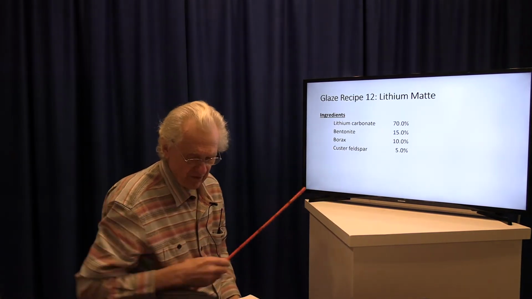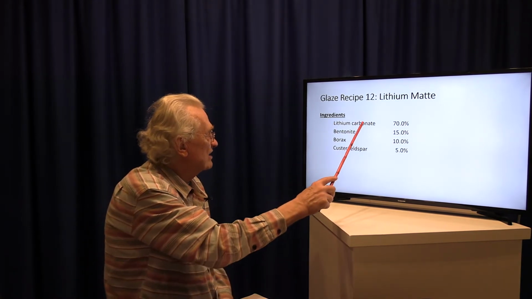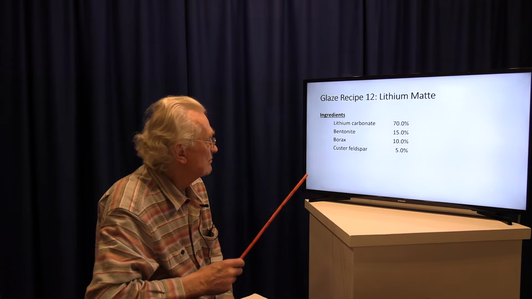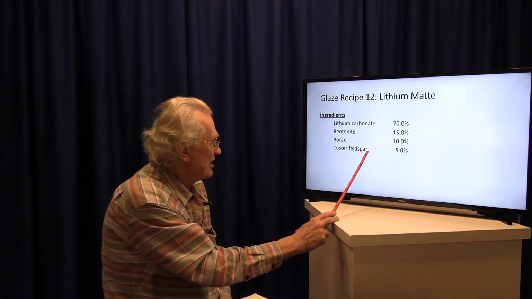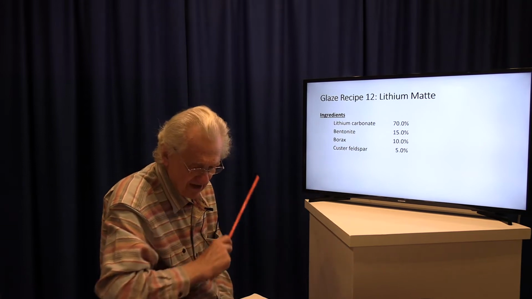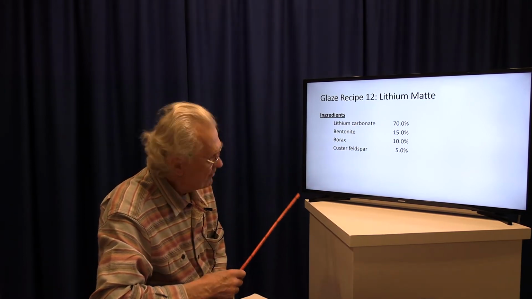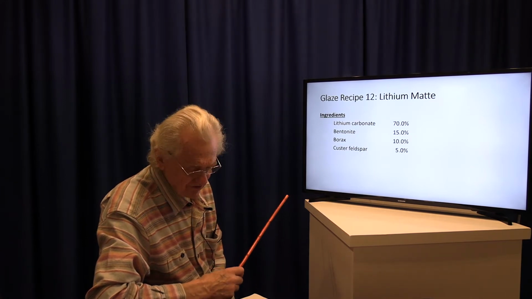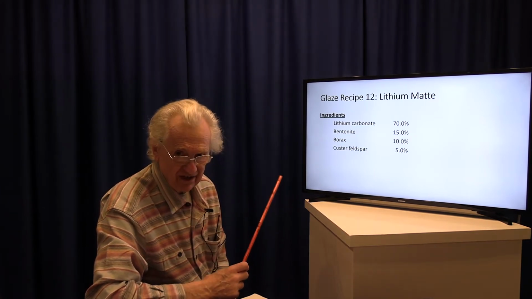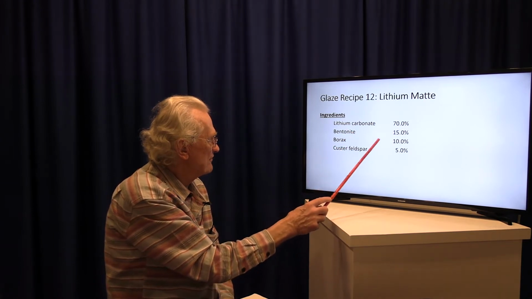10%, and Custer feldspar 5%. This is kind of a strange glaze. Lithium is a really powerful flux at low temperatures, and Custer is a fairly powerful flux only at high temperatures. They're not telling you what this is, but if I just look at this glaze, at low temperatures it's probably going to be kind of crusty, like at 06, because I don't have much. The borax is going to melt, but I don't have a huge amount of it.